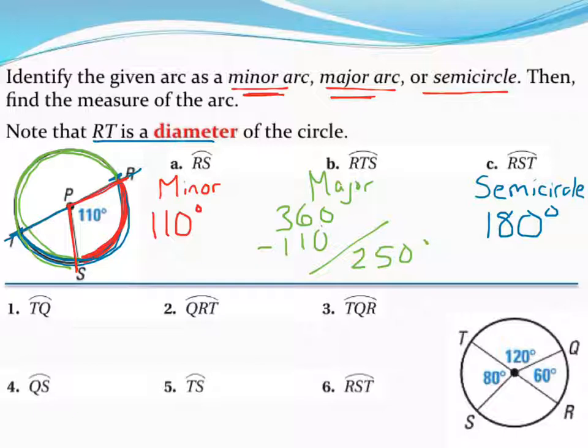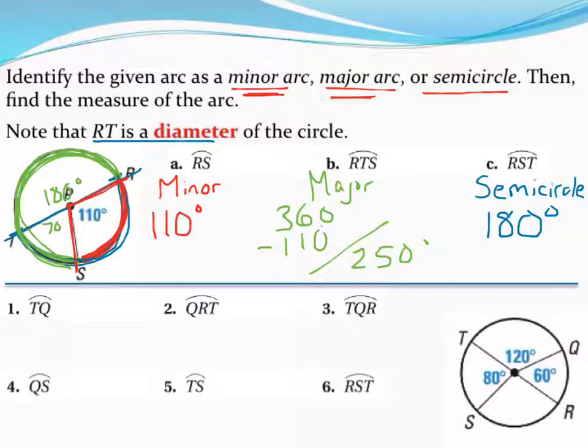I could also do this by adding some pieces together. I know since I've got a semicircle, that's 180. I know that subtracting would get me 70 degrees for this piece, and then adding those 2 green pieces together, 180 plus 70, is another way I could also get 250 degrees.